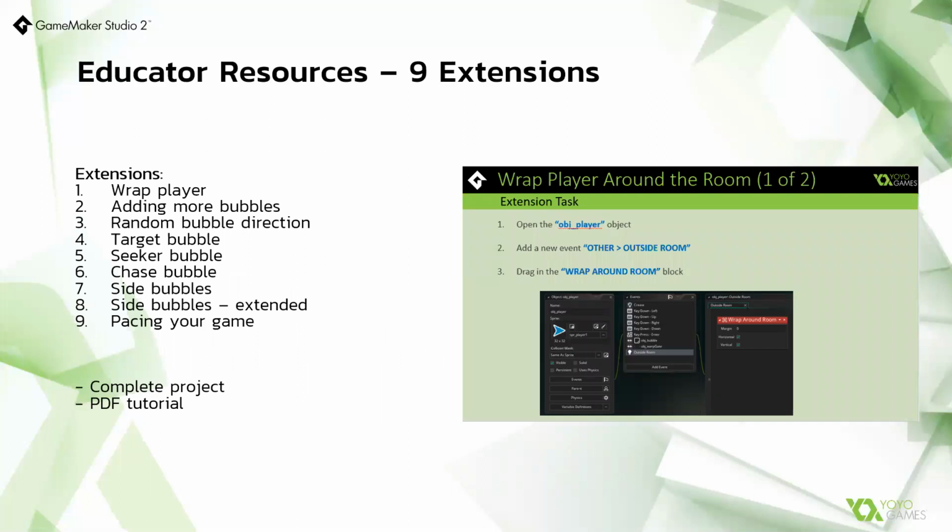These are the extension tasks that the student moves on to after completing the initial 6 tutorials. Of those that are less obvious, we have wrapping the player, which is moving outside the room on the right and reappearing on the left, or vice versa. Target bubbles, which move to the player's initial position. Seeker bubbles that change to the player's X coordinate as they move. Chase bubbles that will follow you around the screen. And we've got side bubbles that come in from the side rather than from the top, and they have all various characteristics.